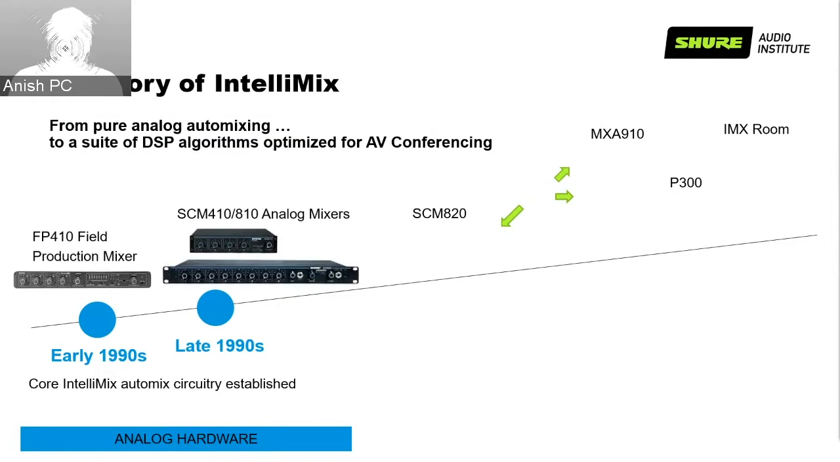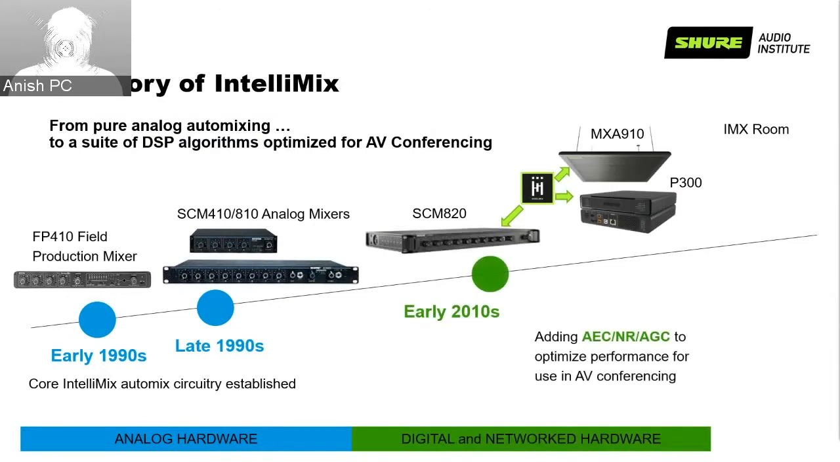In 1996, the first automatic mixer for sound reinforcement and recording with IntelliMix circuitry was developed, called the SCM810. It is the 8-channel version, which has direct output connectors. The SCM410 was also developed about 3 years later. In 2013, the SCM820 was introduced as a successor to the 810, and IntelliMix was transferred to a digital platform, residing within a DSP within the product.